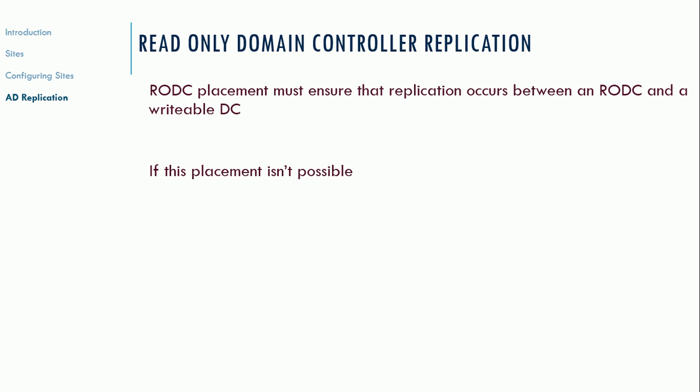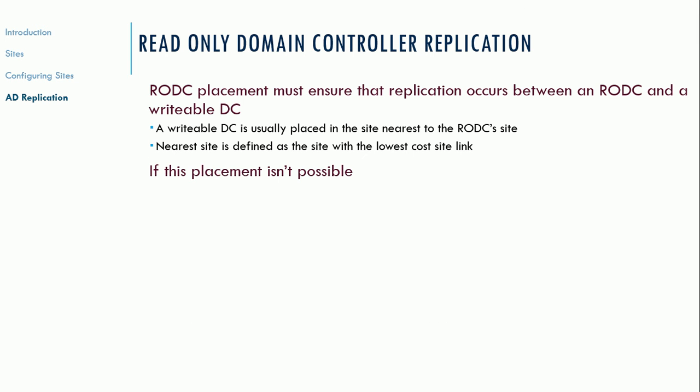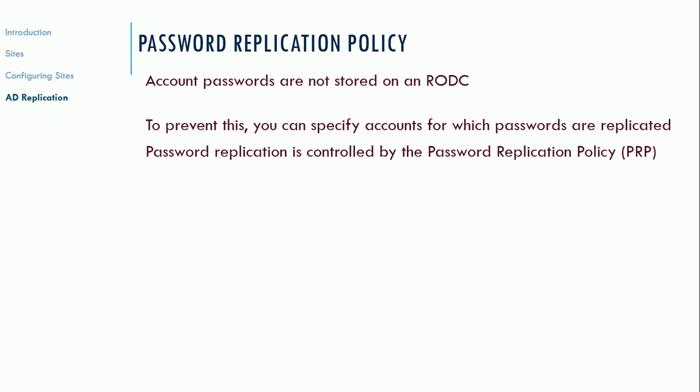All right, so read-only domain controller placement must ensure the replication occurs between an RODC and a writable domain controller. So a writable DC is usually placed in the site nearest the read-only domain controller site. And when we say nearest, we're not talking about nearest geographically, but nearest as far as the site link, the speed of the site link. So whatever is the fastest connection, which may not necessarily be the closest geographically. If this placement is impossible, you have to create a site link bridge between the read-only domain controller site and the site with the writable domain controller. So you have to manually create that link to tell it what is the fastest connection to do those replications.